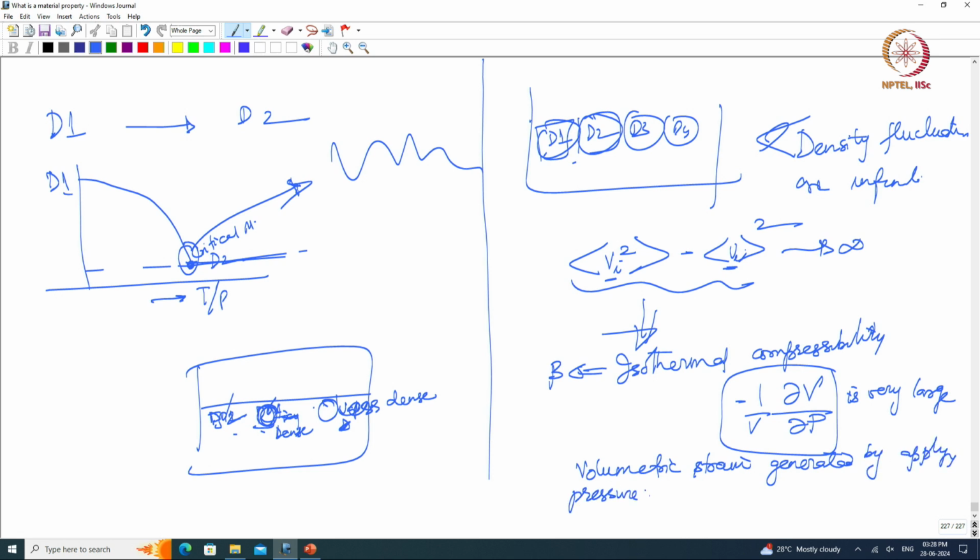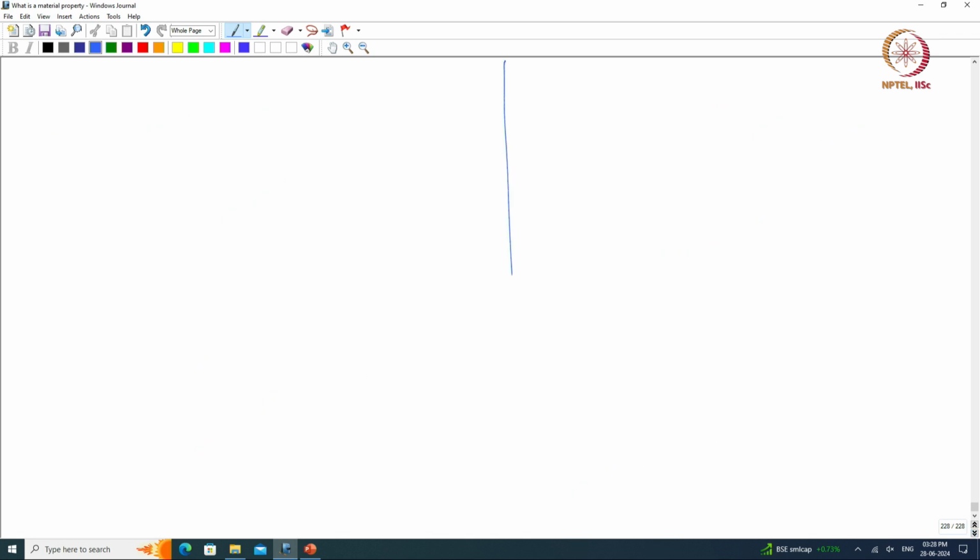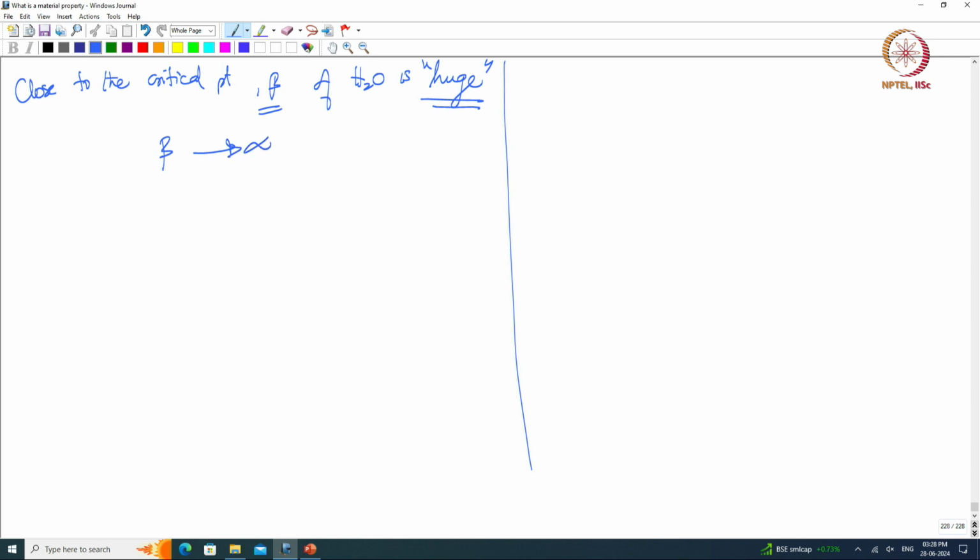So, what is the volumetric strain generated by applying pressure? Right. And at the critical point or close enough to the critical point, the isothermal compressibility beta of my water or my H2O is huge, right. Like our former US president says, it is huge, right. At the critical point ideally beta should go to infinity, right. So, it is infinitely compressible. I do not even need to apply a small amount of pressure, the volume will change so much, right.